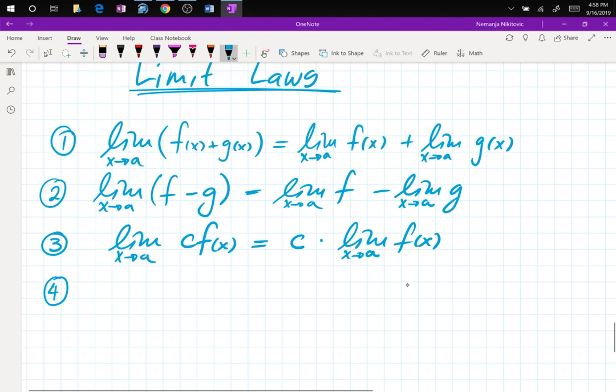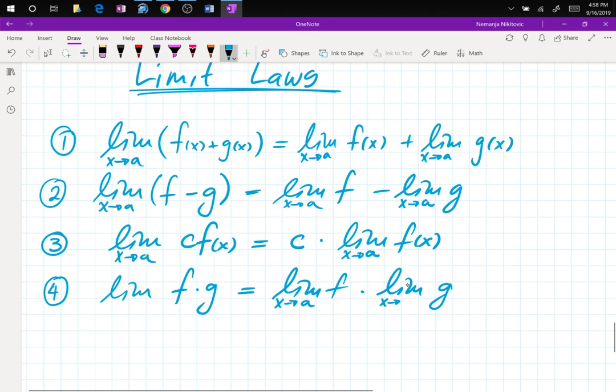Number 4 and 5 are only for limits. The rest of the calculus will have much different rules. So the limit of f times g separates each one. You can do the limit of f times the limit of g. Guys, this does not work later on. It's a very dangerous rule. It works for limits, so sure, we have to list it, but it doesn't work anywhere else.